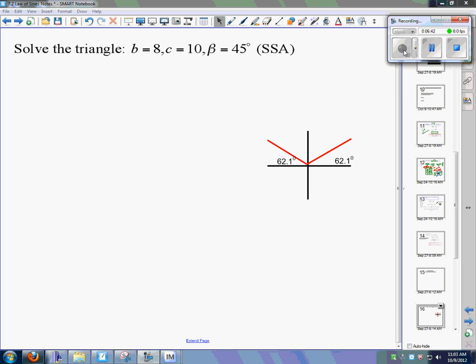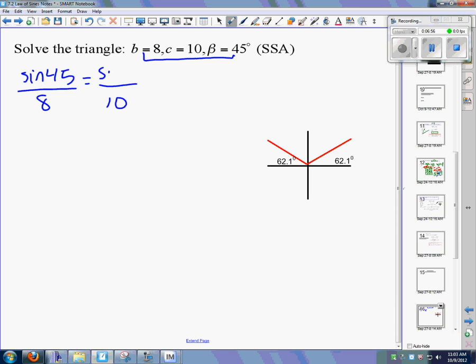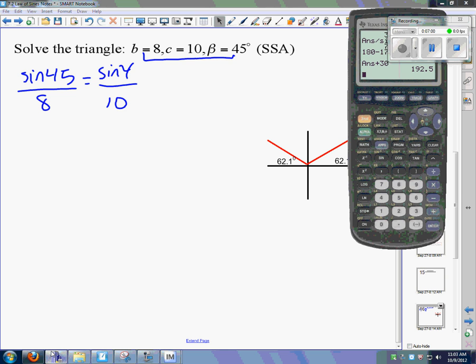Now let's look at another one where there's actually going to be two triangles here. So here's the givens, B and little b, so automatically match them up. Sine of 45 over 8. C has to go on the bottom here, so this has to be sine of lambda up there.